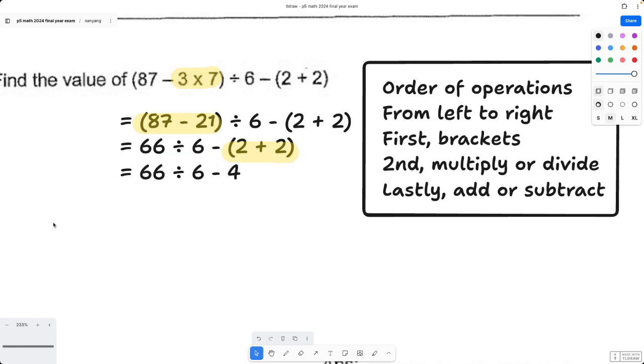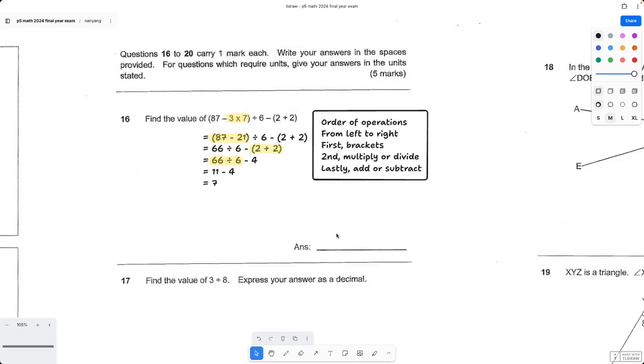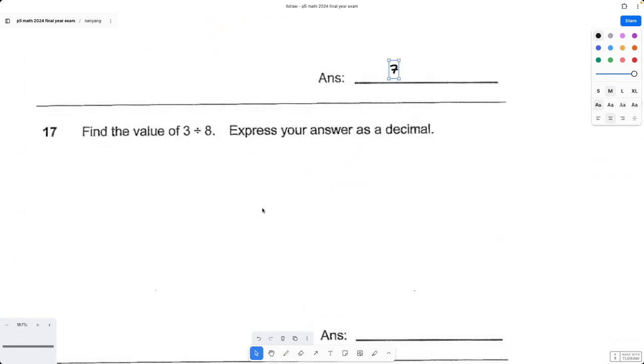Okay, so what will be the next one? If you say 66 divided by 6, then you're right. So that means this will be 11 minus 4. Okay, and then I think that's it, right? The answer is 7. Okay, there you go. So that's the answer to this question, 7. All right, let's move on to question number 17.